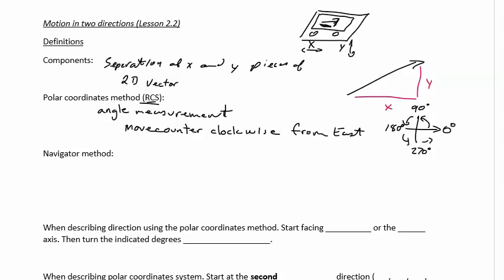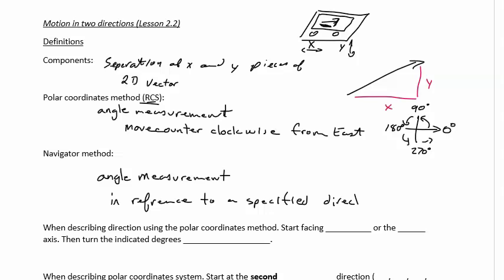The navigator method is also an angle measurement, except this has a little bit of a different twist in the fact that it is in reference to a north, east, south, or west. To a specified direction. And again, that can be north, east, south, or west.